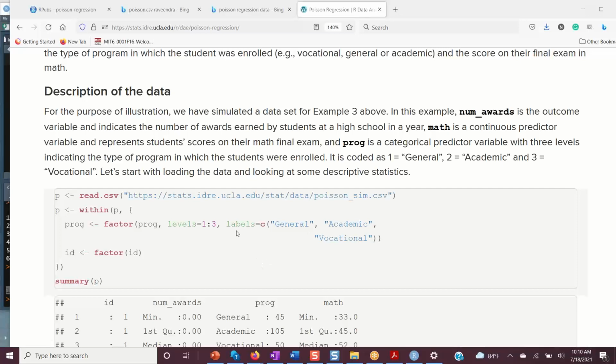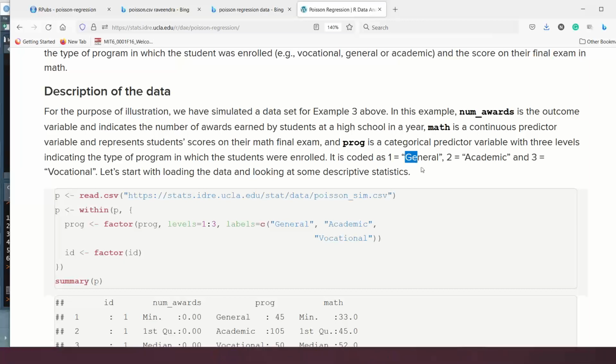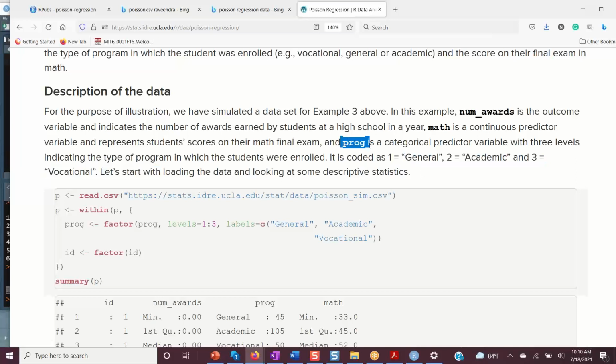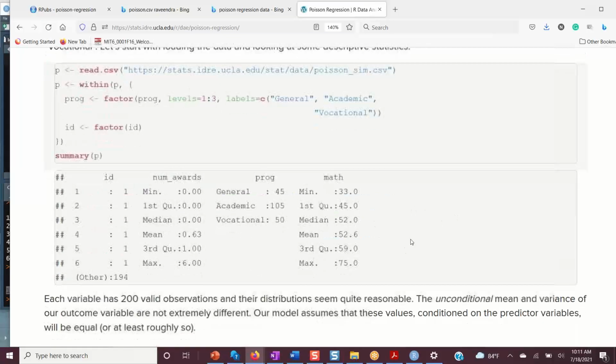So the prog means program type. Is it a general program, academic program, or vocational? And then how much math ability they have. Okay, math is a continuous predictor variable and represents student scores on their math final exam. So what program they are joining and what kind of math score they have together determines how many awards they are likely to be getting. Is that good, everybody? It's a small problem with only two independent variables, and the count is the number of awards. Is everybody good?